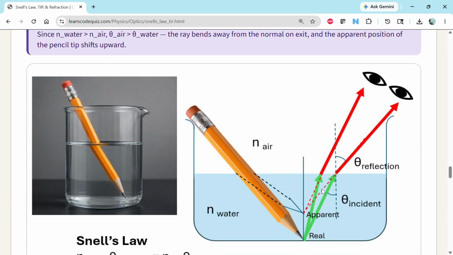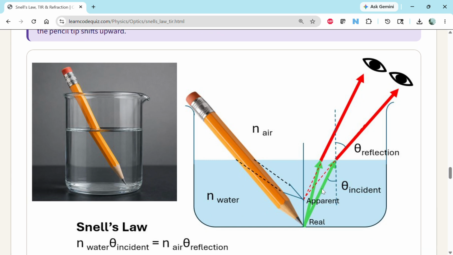And then the phenomenon that you see, a pencil partially dipped in water. Why do you see this bending? And the bending is happening, again, this is Snell's law at play, that if you see the light coming from here, this light passes through water, but then the angle of refraction is more than the angle of incidence, because water is a denser medium.